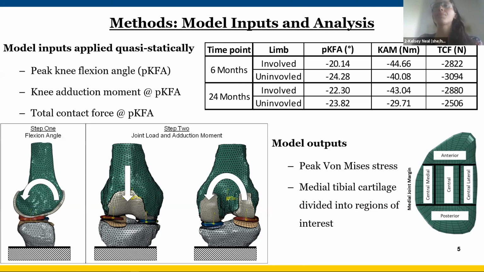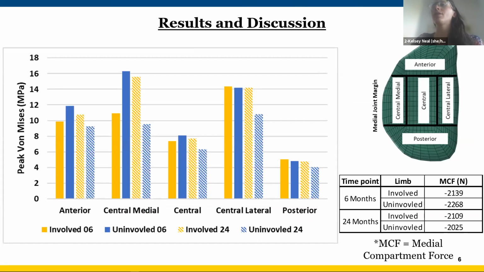To help orient you to the graph, we have our 5 regions of interest on the x-axis and peak von Mises stresses on the y-axis. The involved limb is shown in yellow, and the solid bar represents the 6-month time point. At 6 months, the involved limb experienced lower stresses in 3 out of the 5 regions compared to the uninvolved limb. These lower stresses correspond to the lower medial compartment force in the involved limb compared to the uninvolved limb at this time point.